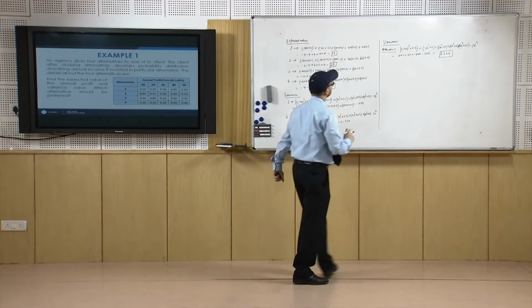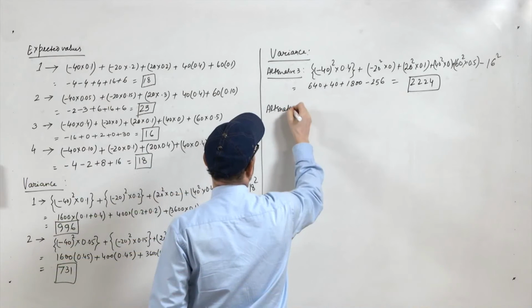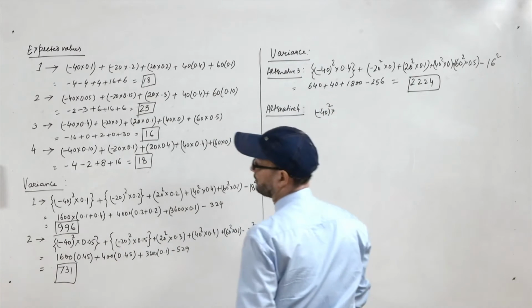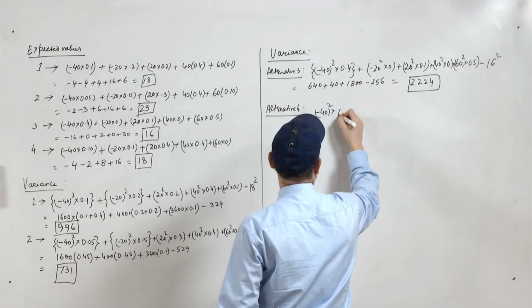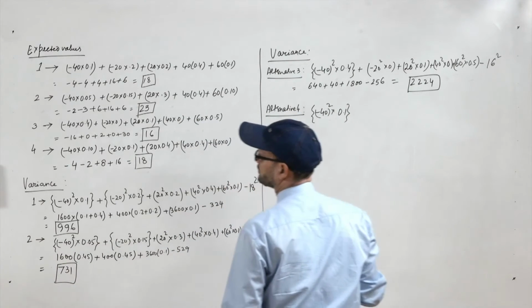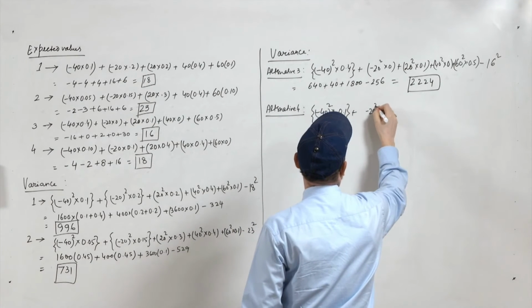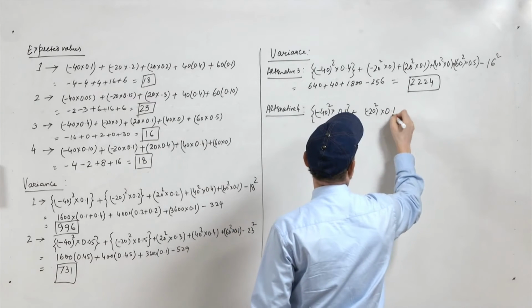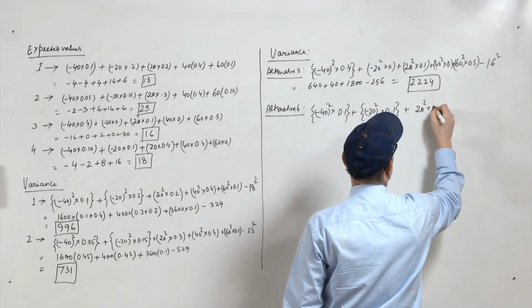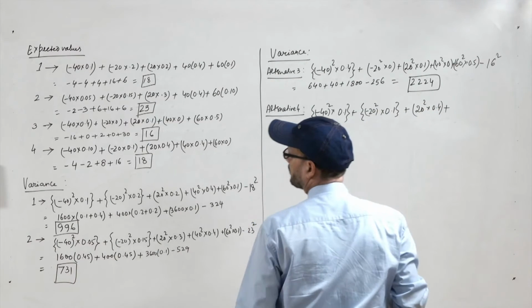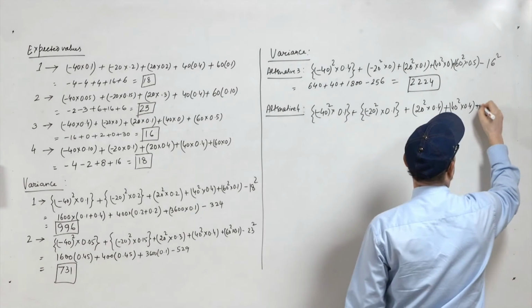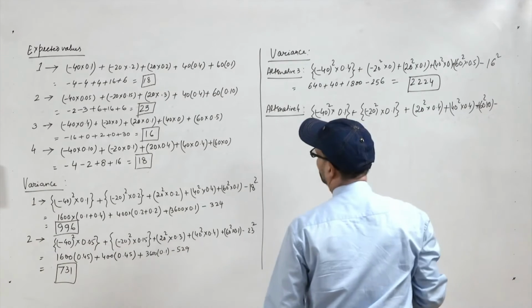Now, we will calculate for the fourth one. For the fourth one, minus 40 square multiplied by 0.1, plus minus 20 square multiplied by 0.1, plus 20 square multiplied by 0.4, plus 40 square multiplied by 0.4, plus 60 square multiplied by 0, minus this square, that is 324.